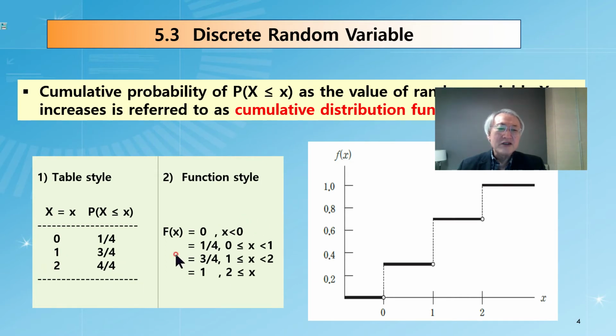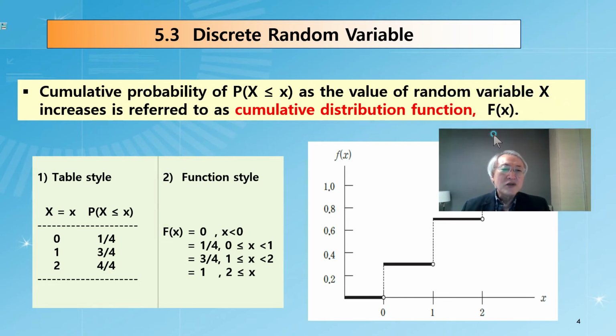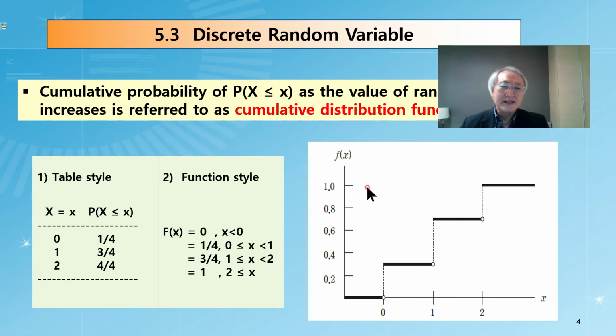Here's another representation. In this case we use capital F. In general, we call this the cumulative distribution function. Here's a graph for that. Since it is a discrete function, we have a step function like this. It represents this function mathematically.